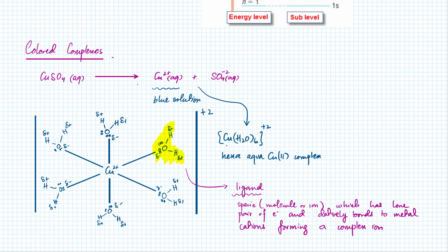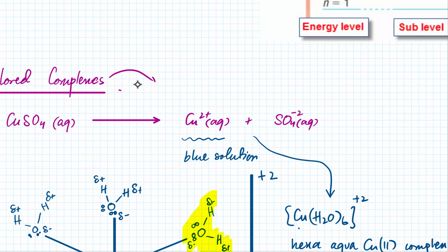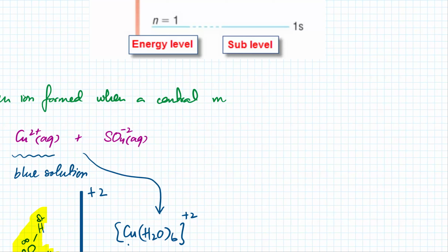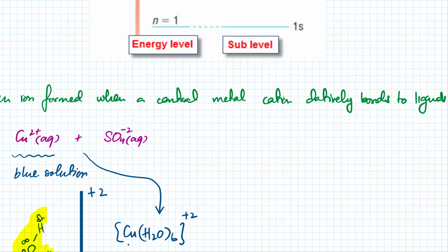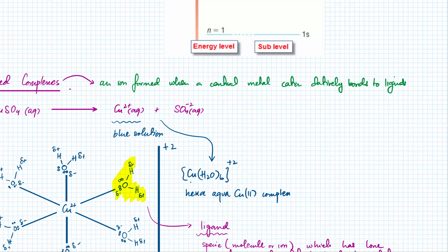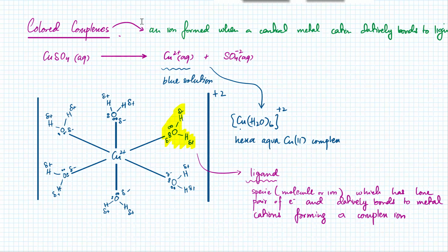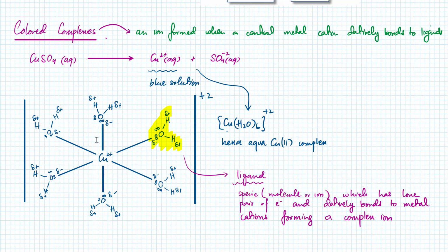It's something similar. So what's a complex? It's an ion formed when a central metal cation datively bonds to ligands. So that's what a complex looks like. That's just one of the complexes.